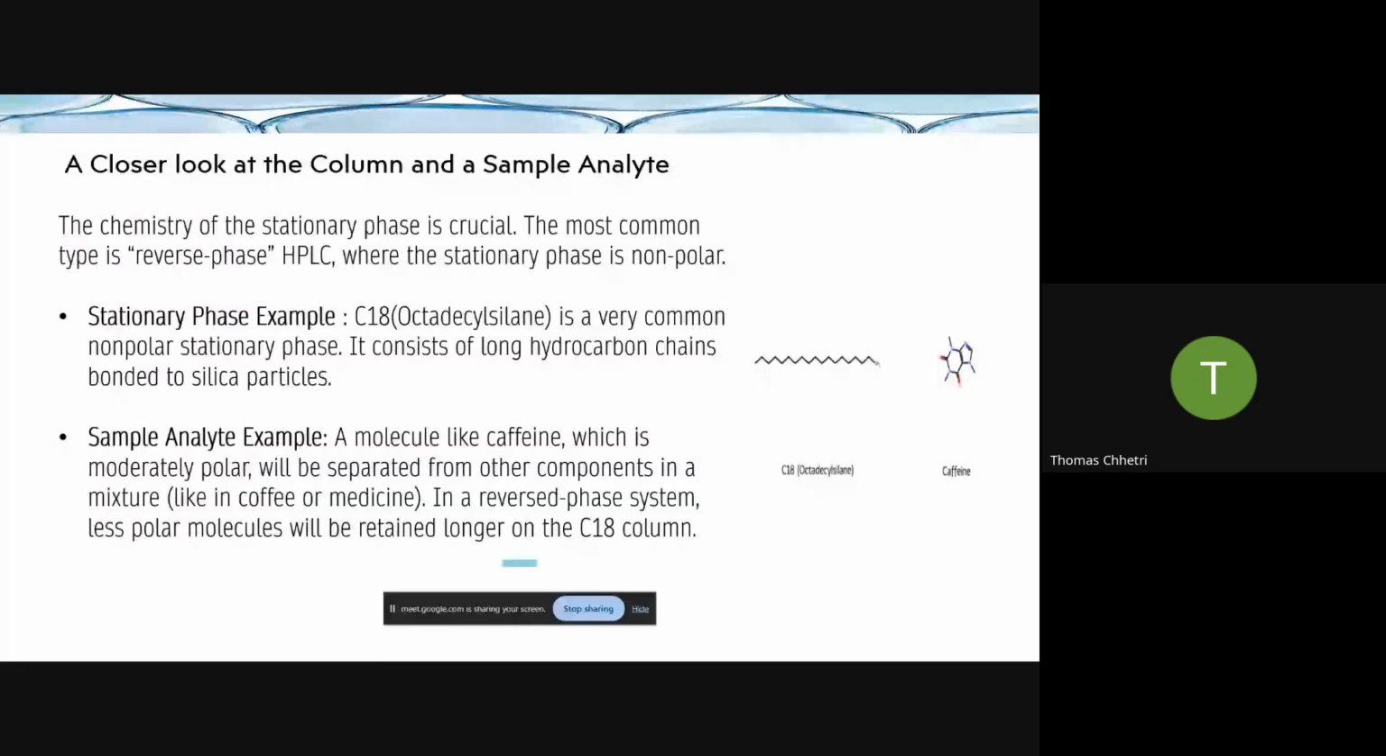The example of sample analyte is caffeine. A molecule like caffeine, which is moderately polar, will be separated from the other components in the mixture. In a reverse phase system, less polar molecules will be retained longer on the C18 column. This is also related to the affinity, which I explained earlier.